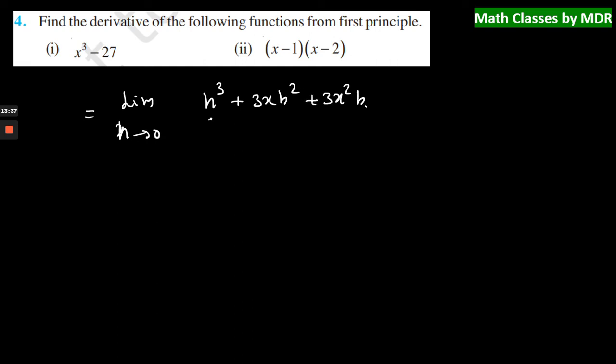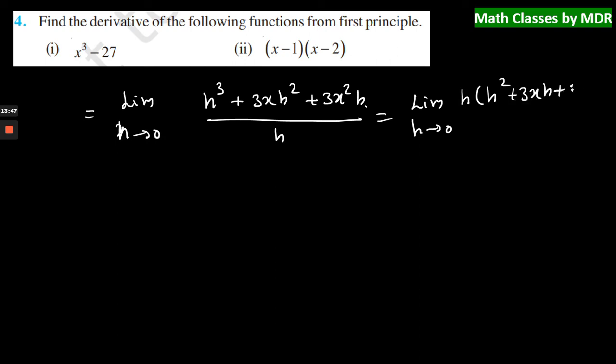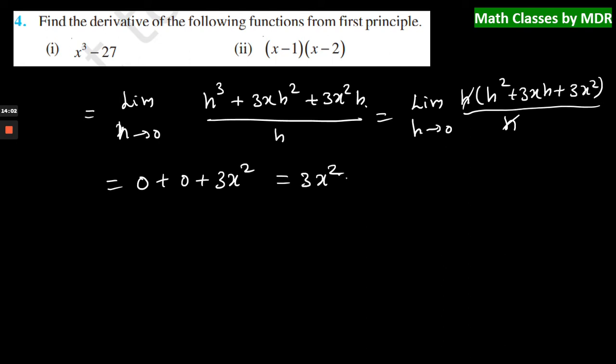Right? Now let us take h common here. When we take h common, we will get h square plus 3xh plus 3x square, whole divided by h, and h gets cancelled. Now let us substitute h equal to 0 in this equation. We will get 0 plus 3x square. So the answer is 3x square for the first one.